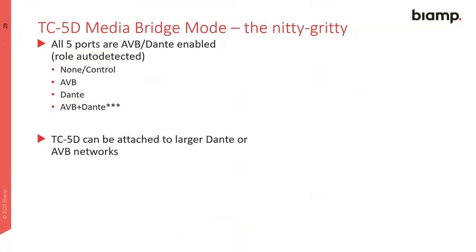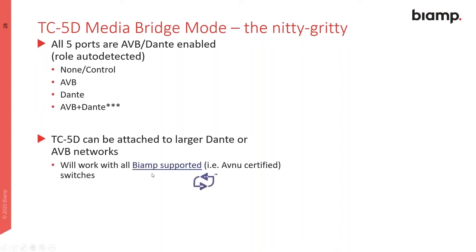TC5 can be attached into a larger Dante network or a larger AVB network. So let's say you have an existing AVB network or an existing Dante network, and you need to start flowing Dante between the system or the AVB. Then yes, this is applicable between the switches. But please remember to go to the Biamp supported page for the AVB capable switches. If you find your switch there, it will work.